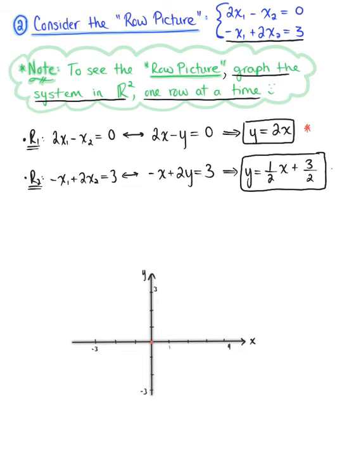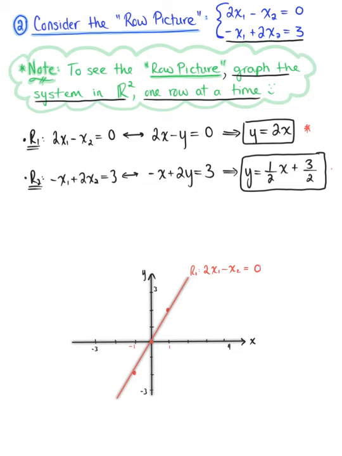We know that when x is 1, y will be 2, and when x is negative 1, y is negative 2. If you have graphing paper, I encourage you to use it here. Otherwise, label and try your best. So here is the graph of our first row. This is R1, originally given to us as 2x sub 1 minus x sub 2 is equal to 0.